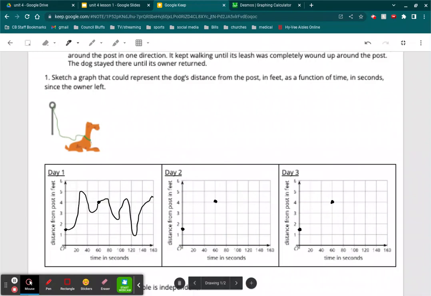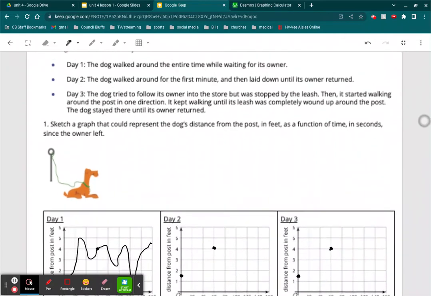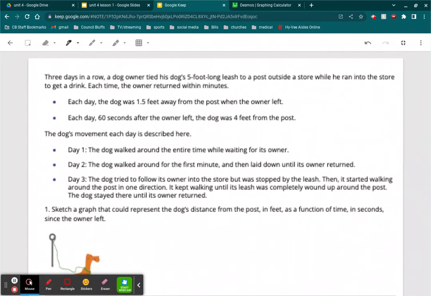So for day one, really, the graph could look like anything as long as it meets this point, and as long as it doesn't go more than 5 feet away from the post, since the leash is 5 feet. Okay? So that's just how I happen to draw it. If you drew it a different way, that's okay.